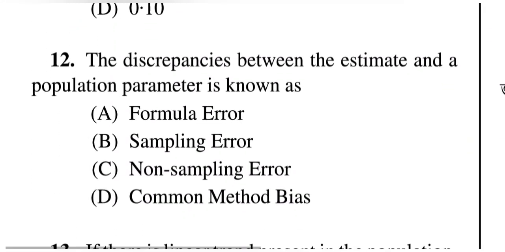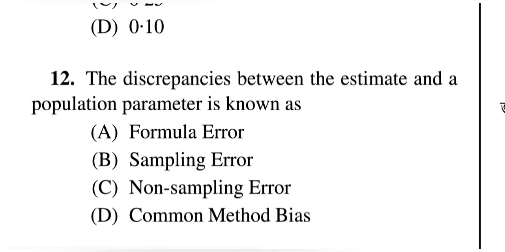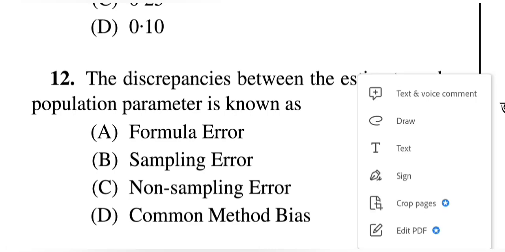Number 12, it says the discrepancies between the estimate and a population parameter is known as what? Formula error, sampling error, non-sampling error, common method bias. Correct answer is B, sampling error.